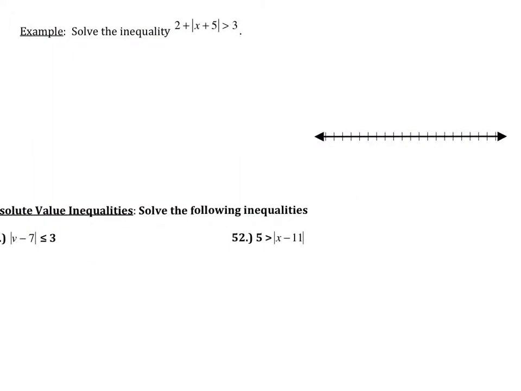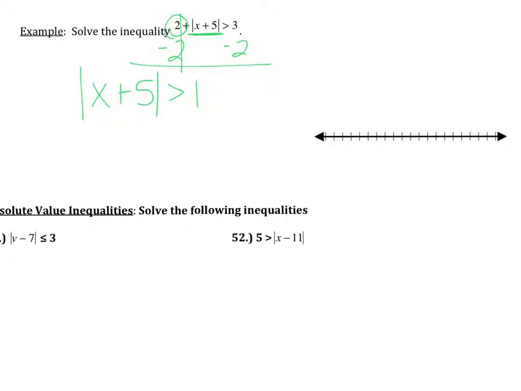So in this example, we are going to start by isolating that absolute value. You can see right now that it's not by itself. We got this 2 out front that we want to move over to the other side of the problem. So this 2 is being added to the absolute value, so we are going to subtract 2 on both sides. So absolute value of x plus 5 is now greater than 1.